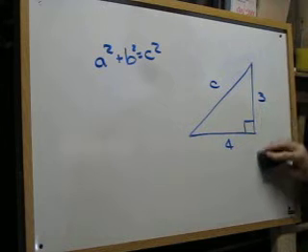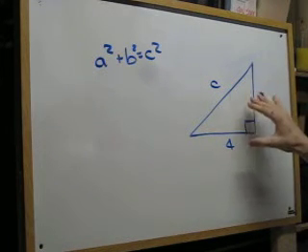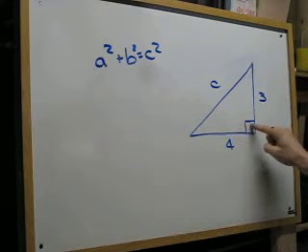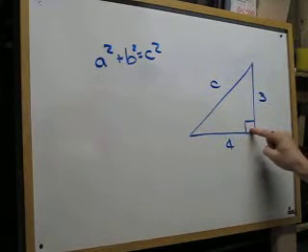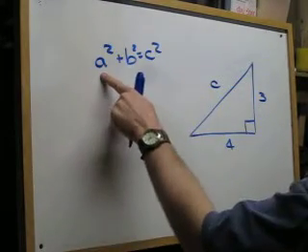This 90, let's erase that, we don't need that. We only need to know that there's a little square in one of the angles of the triangle. Every triangle that the Pythagorean theorem works on, only triangles where there's a little square showing this is a 90-degree angle. It's the only time you can use the Pythagorean theorem. So I'll leave it up there.